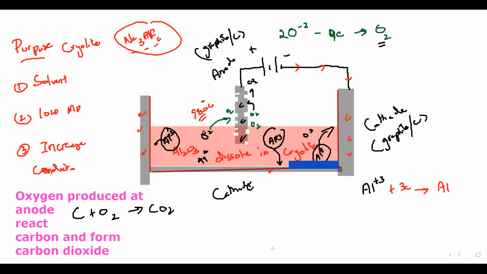Is it clear? The extraction of aluminium. The thing which you have to learn: you should be able to write the equation at the anode, the equation at the cathode, and why there is a formation of carbon dioxide.